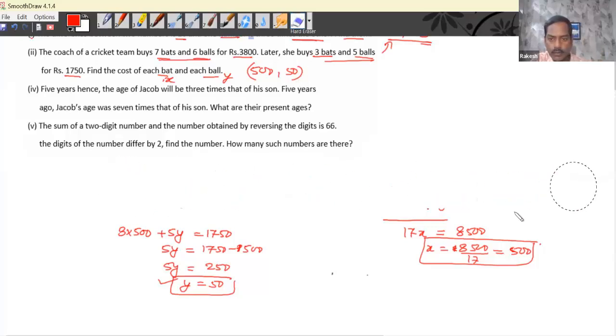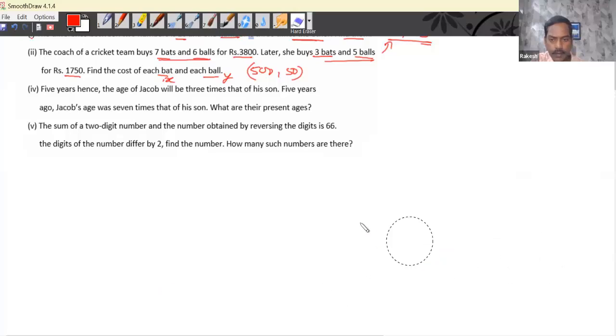Again, read the question. Here it says 5 years hence. 5 years hence means what? 5 years from now. That is, it is talking about the future. 5 years hence, the age of Jacob will be 3 times that of his son. 5 years ago, in the sense in the past, from now 5 years back, it is talking. 5 years ago, Jacob's age was 7 times that of his son. We have to find their present ages.